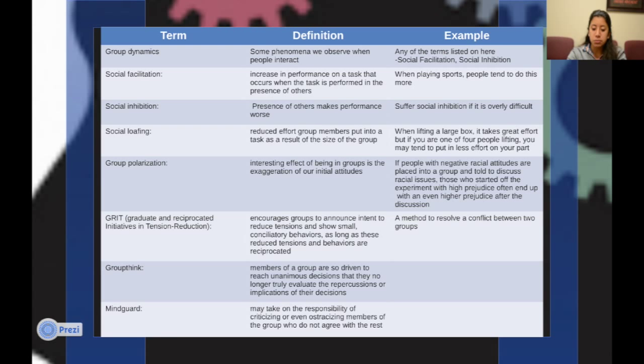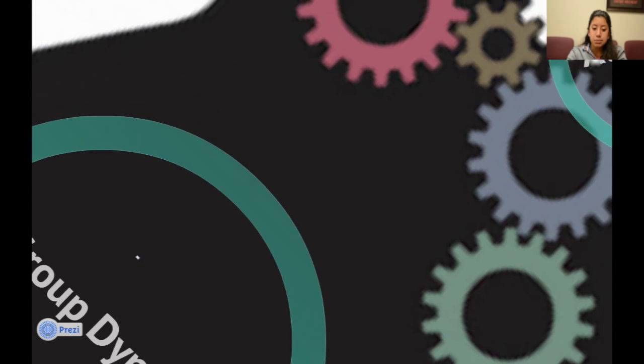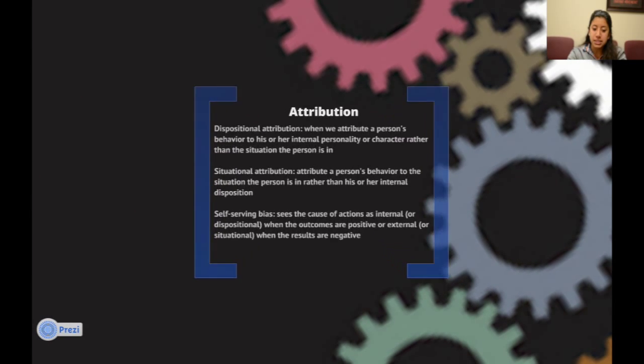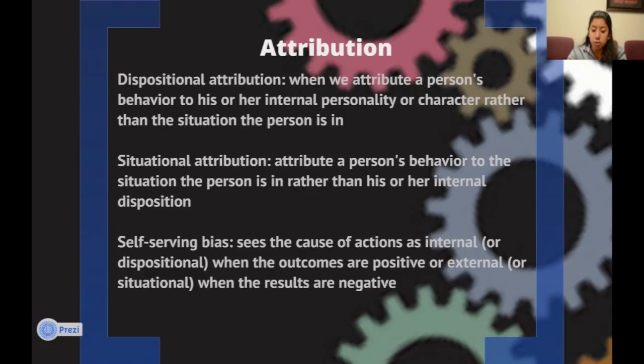Now we're going to be looking at attribution. And what is attribution? Dispositional attribution is when we attribute a person's behavior to his or her internal personality or character rather than the situation the person is in. So let's say somebody had a long day and they're stuck in traffic or something and then they're really angry. Somebody might say, oh, that person's just a mean person because they're angry. Whereas situational attribution is a little bit different, because then people attribute a person's behavior to the situation rather than his or her internal disposition. So if we're looking at the same person in traffic and they're upset, they might say, oh, it's because he or she is in traffic rather than because they're a mean person.